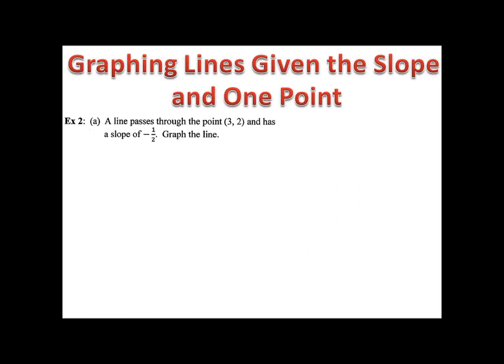The second example is for you to try. They want us to construct a line that goes through the point 3, 2 and has a slope of -1/2. First thing you'll want to do is plot the point 3, 2 and then use the slope. The only difference here is that because the slope is negative, instead of going up and to the right, we will go down and to the right. Please pause the video here and try this example.